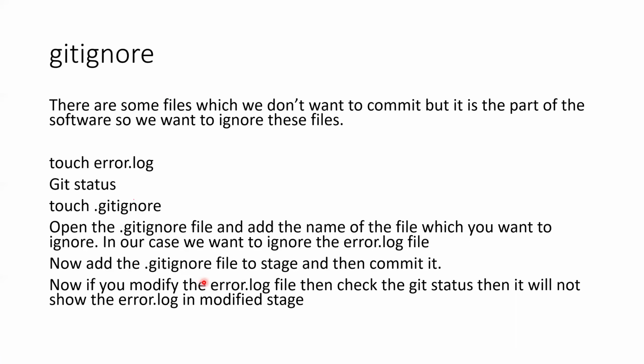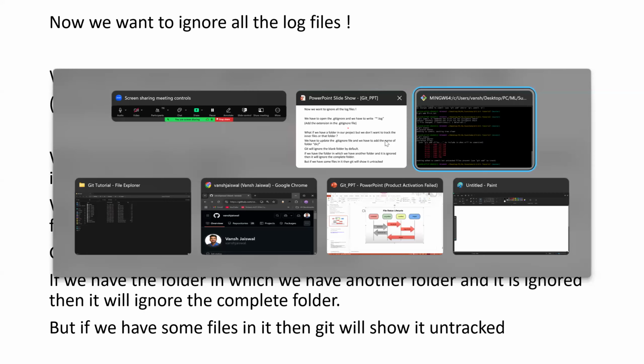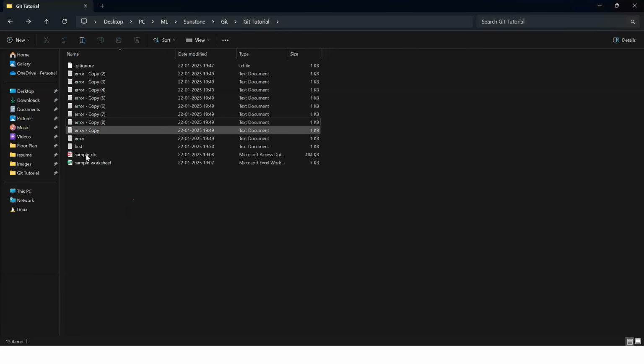For that, now we want to ignore all the log files. So we have to open the .gitignore and write the extension with the asterisk mark. Asterisk means all. So we have to add this extension. Okay, let's try to do that. I'm going to open my .gitignore.